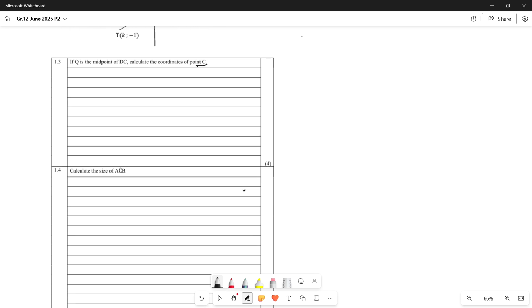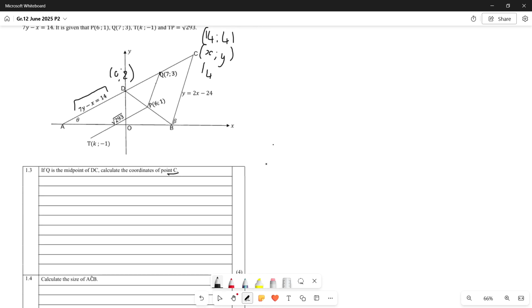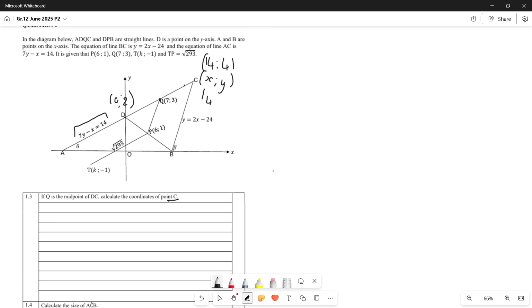Okay, great. So this is a 5-mark question over here saying calculate the size of angle ACB. 5 marks, ACB. So we want the angle here at C.